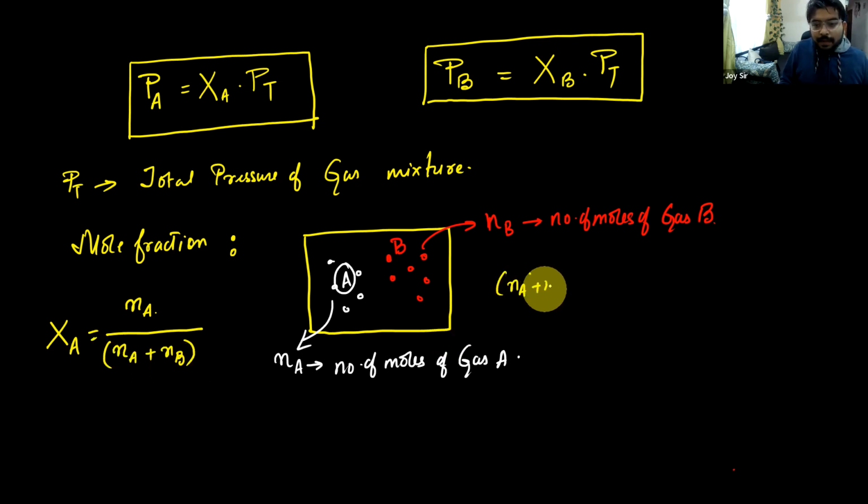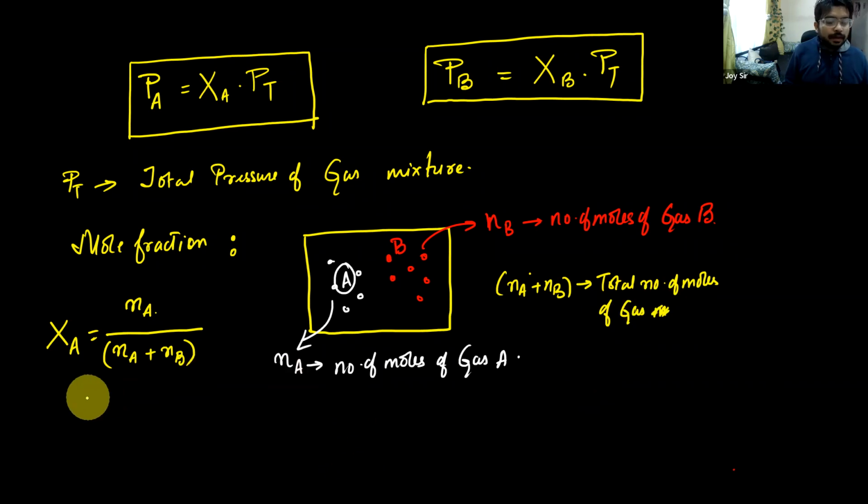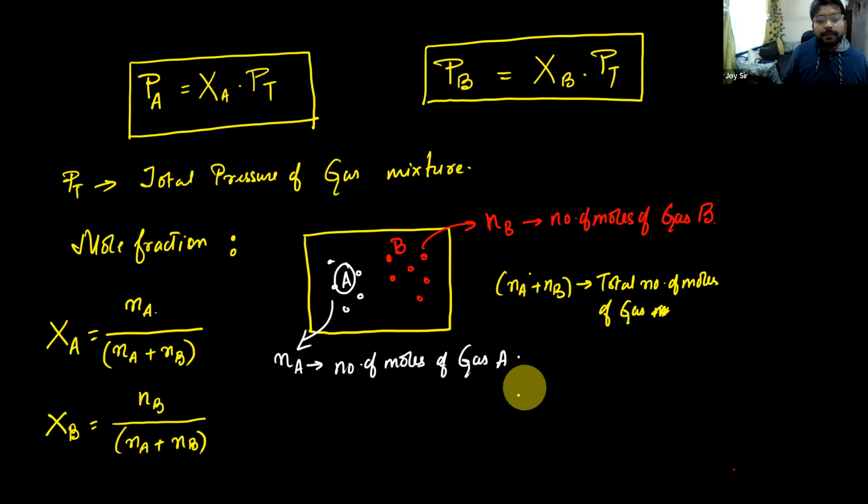Na plus Nb का मतलब क्या होता है? It means that the total number of moles of the gas molecules is Na plus Nb. Total number of moles of gas. Okay, total number of moles of gas. This is Na plus Nb. XB, अगर XB निकालना हो तो क्या लिखें हम लोग? XB is number of moles of gas B divided by number of moles of A plus number of moles of B. ठीक है?